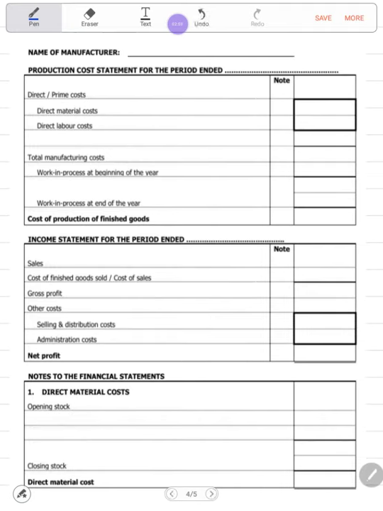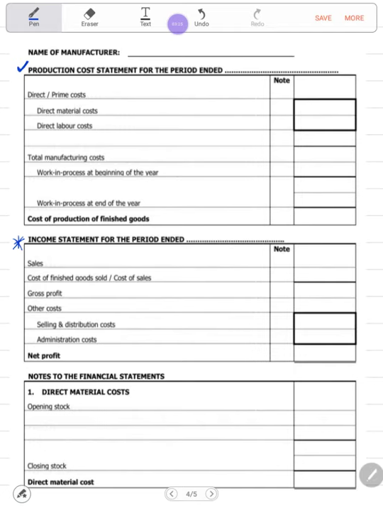I am now going to be filling in the notes to this financial statement, and in turn I am going to be finishing off with the production cost statement. For the activity, they do not want the income statement for the year ended, so we do not have to complete that. All that we're going to do is the production cost statement and then the notes to the production cost statement. So we are starting off with note 1, which is your direct material cost.